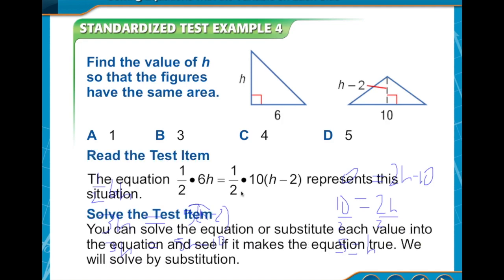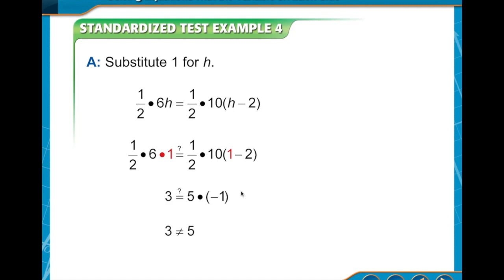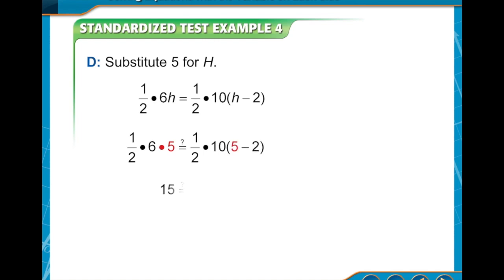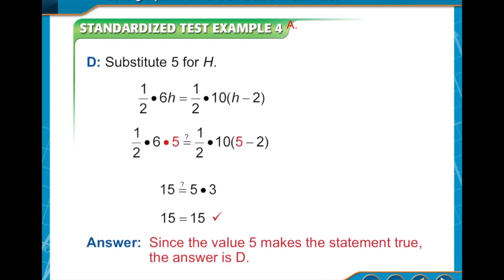So if we did all those steps correctly, we substituted, we know the answers that wouldn't work. And if we plugged in a 5, we would get a true statement. So the answer for this standardized test example should be D. H is 5. So D is the true answer for this one. This is 4A.